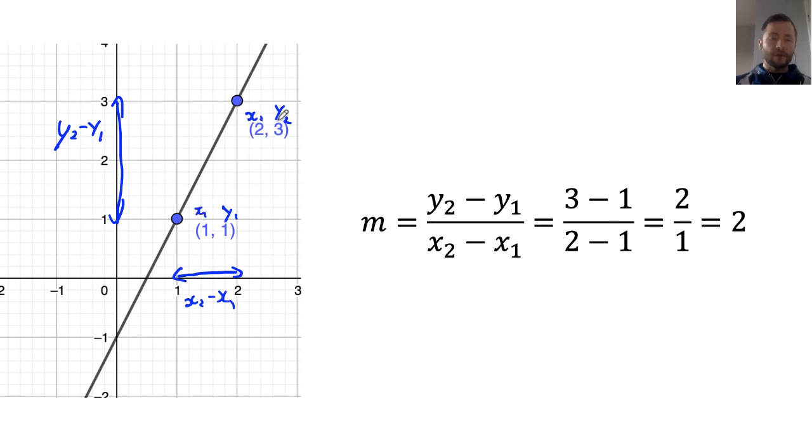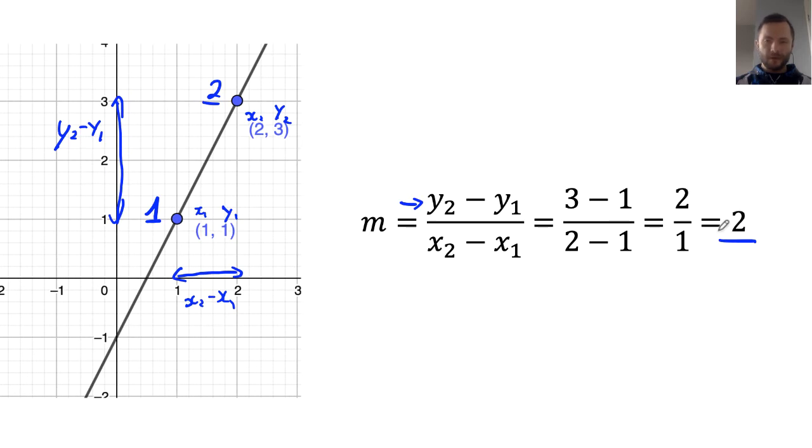The reason why I call them y2 and x2 and y1 and x1 is because this point is the first point and this is the second point. So in any case, the vertical distance y2 minus y1 is equal to 3 minus 1, which equals 2. And the horizontal distance x2 minus x1 equals 2 minus 1, which is 1. Which means that the slope is equal to 2.